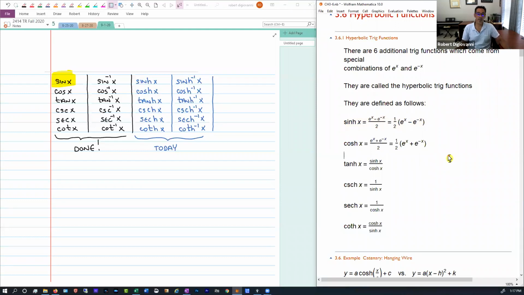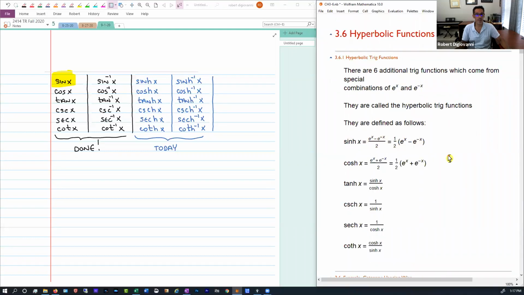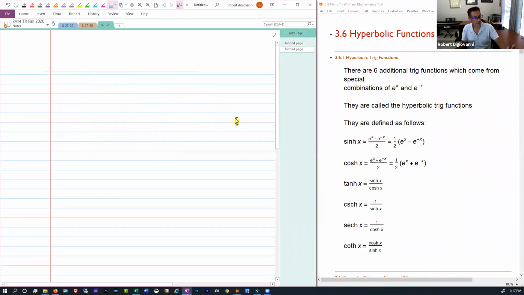Okay, so let's see where these functions would become useful. So let me show you an example here.